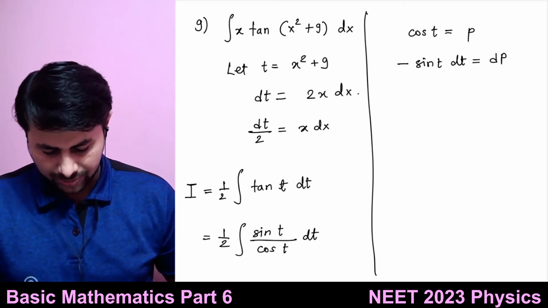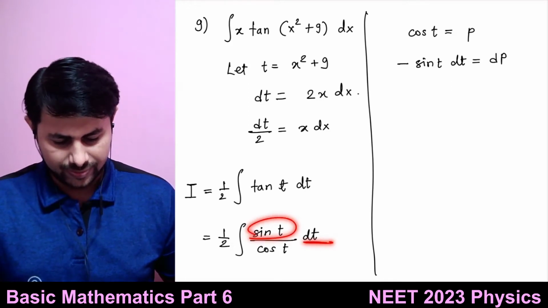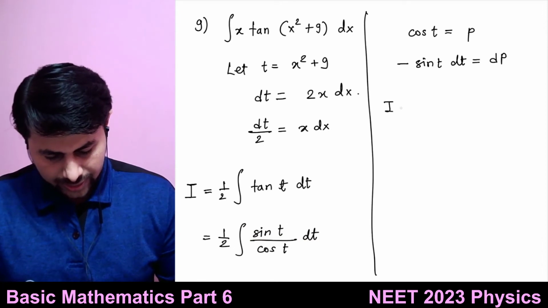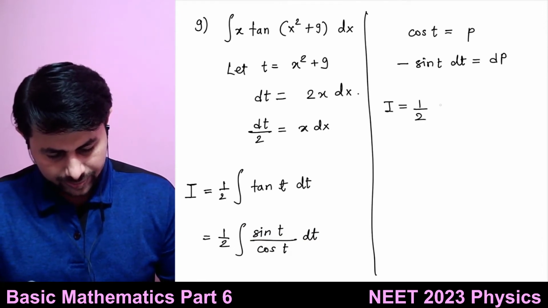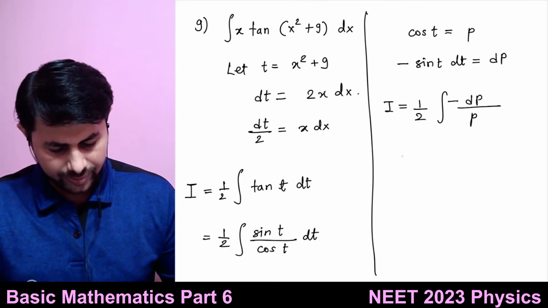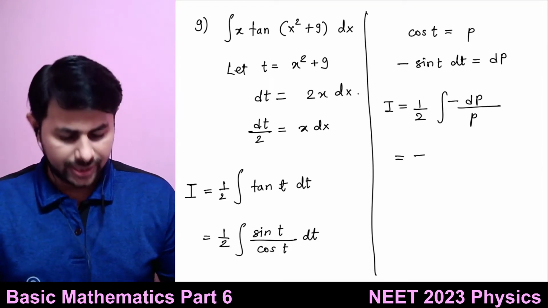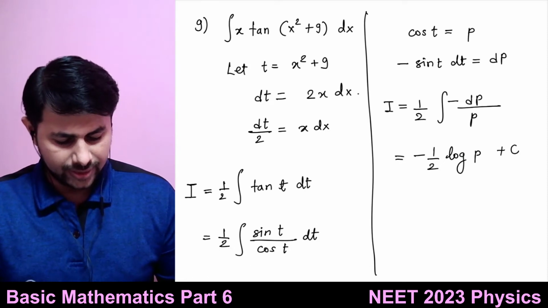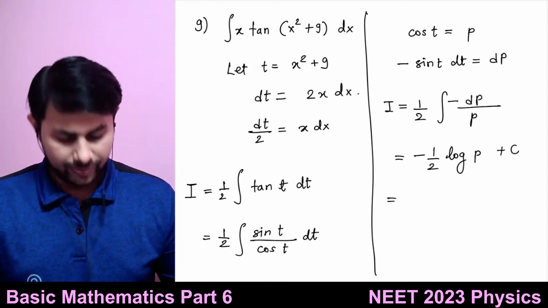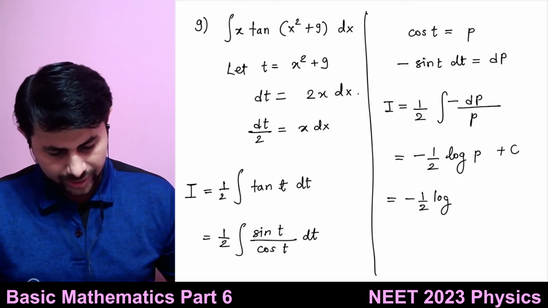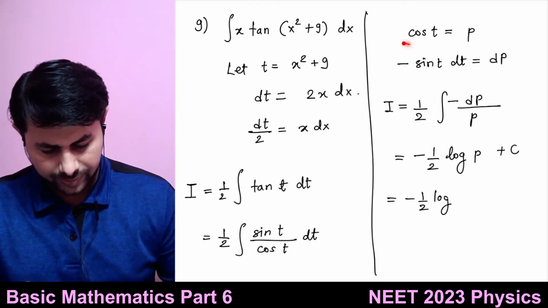So I can substitute in place of sin t dt minus dp. So the integral becomes half of minus dp divided by p. So it is minus sign I can take outside. So minus half of log of p plus c. Now I can substitute what is p. So it is minus half of log of what is p? P is cos of t.